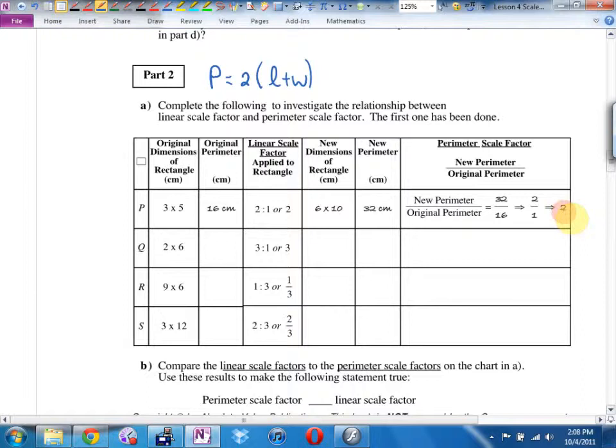Maybe this is too obvious. I can't tell whether you're lost or bored. Let's do another one really quickly. What's the perimeter of a 2 by 6 rectangle?